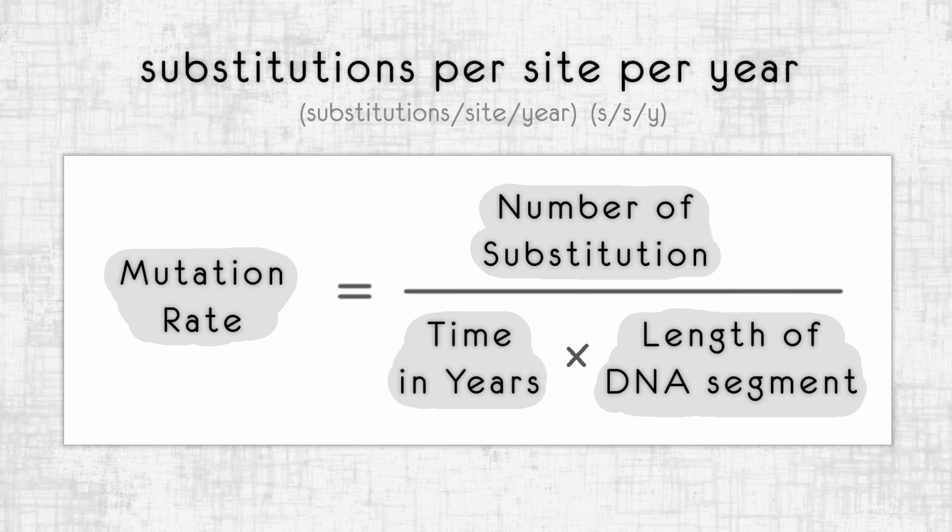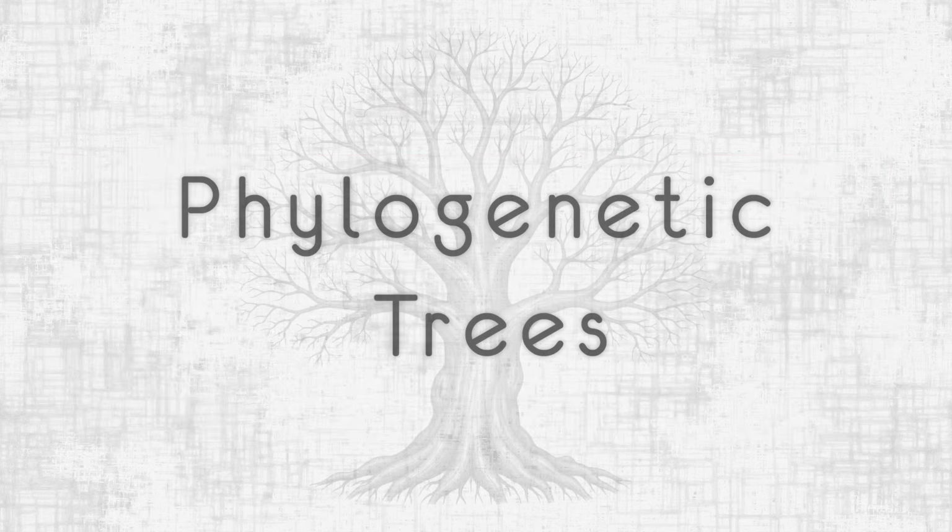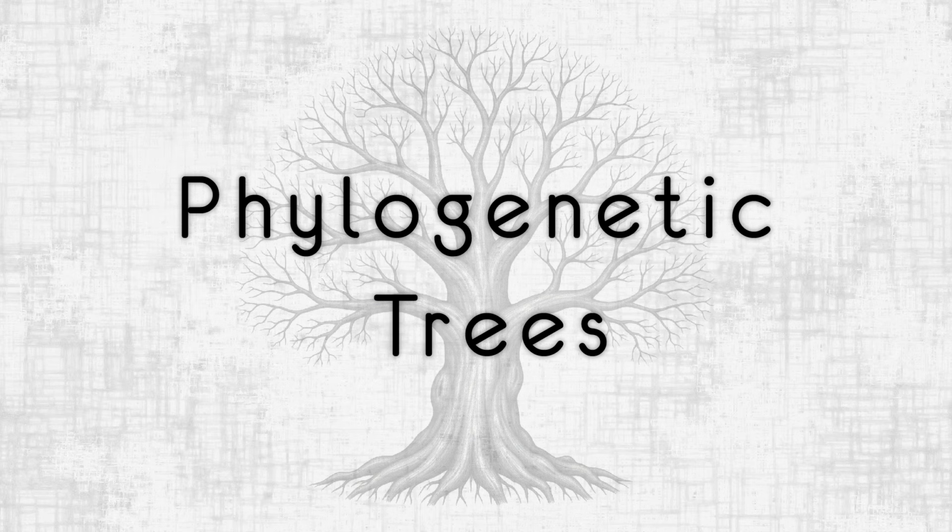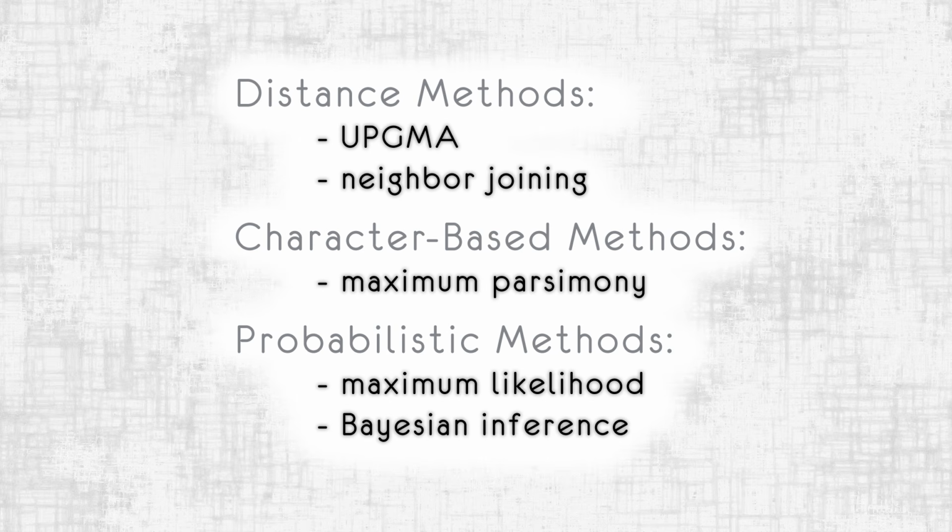And now we'll try to construct phylogenetic trees. There are several approaches to building phylogenetic trees. The most accurate and computationally expensive are the probabilistic methods, which are most frequently used in practice. But today, I will briefly describe 2 simpler methods, based on genetic distance and character comparison.